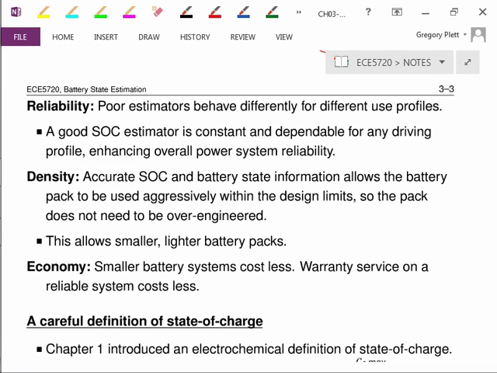So having a good SOC estimator allows a smaller battery pack, a lighter battery pack. All of these things are very important for many applications. And finally, economy. Smaller battery systems simply cost less. Warranty service on a reliable system costs less, and that's a big deal.